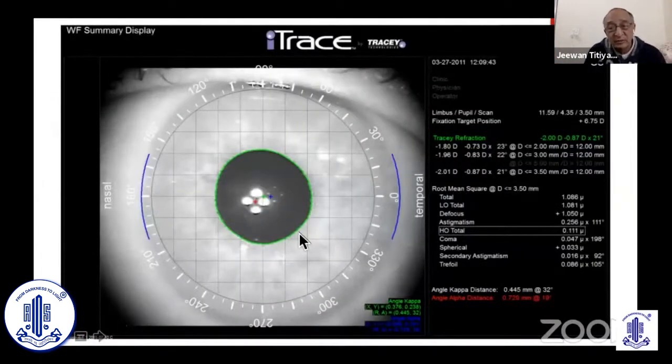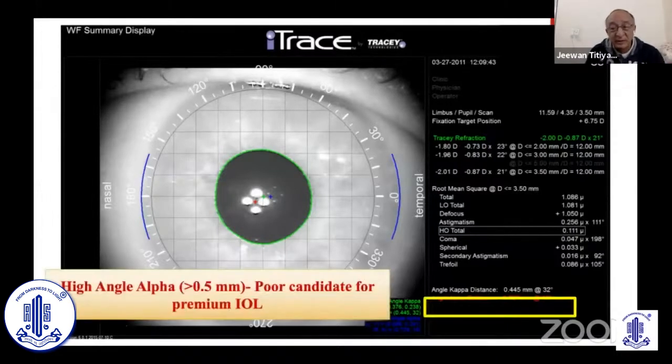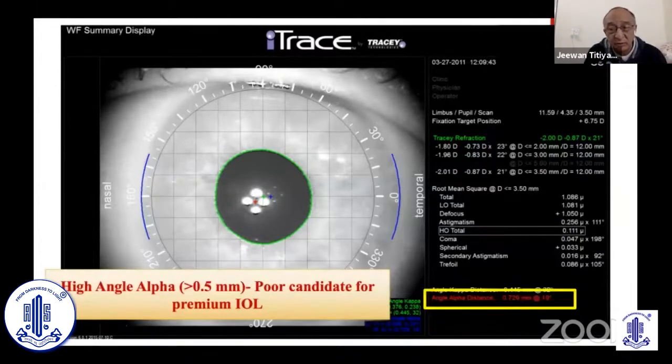The second important thing in the digitization of a pre-op workup would be assessing the aberrometry, especially looking for angle alpha or angle kappa. Angle alpha will be much more important for IOL implantation, both for toric as well as for multifocal or trifocal lenses. So if you have patients with a high angle alpha, which is more than 0.5 millimeter, these may be poor cases for a premium IOL.